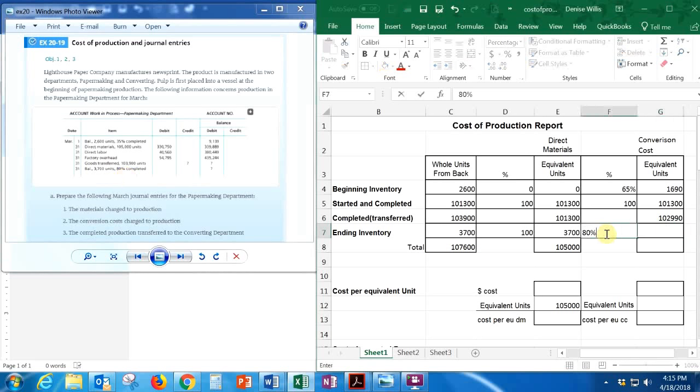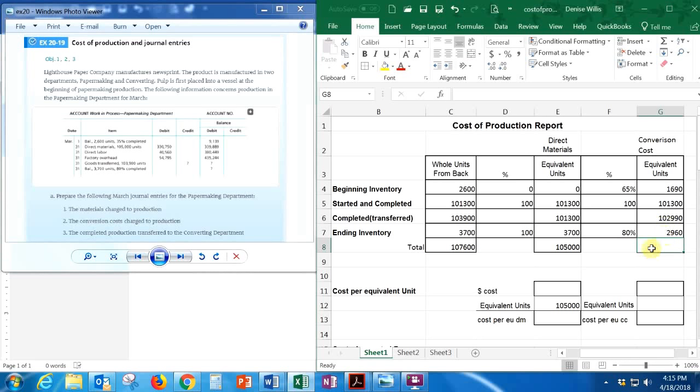Okay, so 80%. Yeah, this column again is all about what did we do this period. Here we chose 65 because it came to us 35% done. We needed 65% this period. The ending inventory, this 80% was done this period. So now we're going to take our whole units, multiply it times our 80%, and we need 2960 equivalent units of conversion, or we will apply that here for our ending inventory.